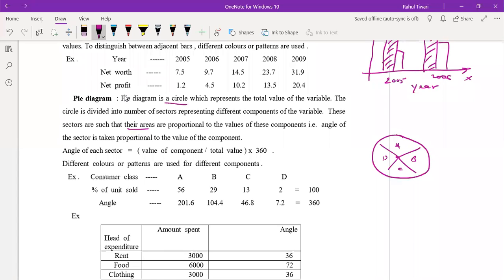So how do we get these angles? The formula for the angle is: value of the component, say 56, divided by the total value, which is 100, multiplied by 360. Okay, so it's like a percentage. So how do you convert the data in terms of percentage?